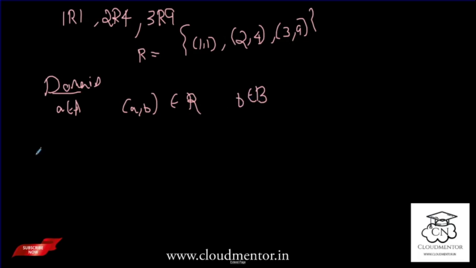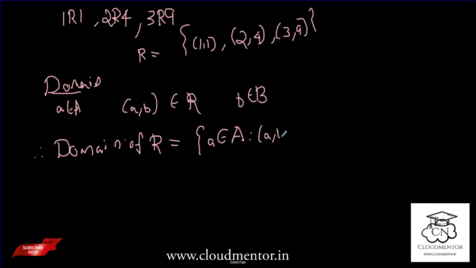And therefore the domain can be defined as: domain of R equals the set of all a in A such that the ordered pair (a, b) is an element of R for some b in B. So that's the definition.